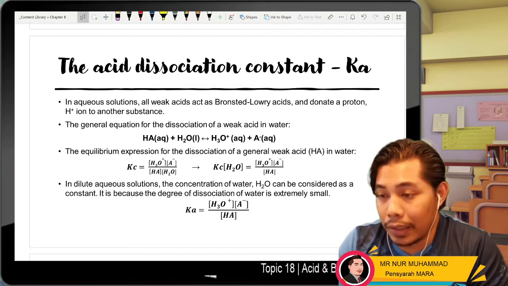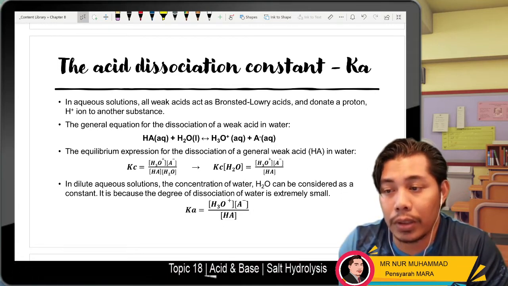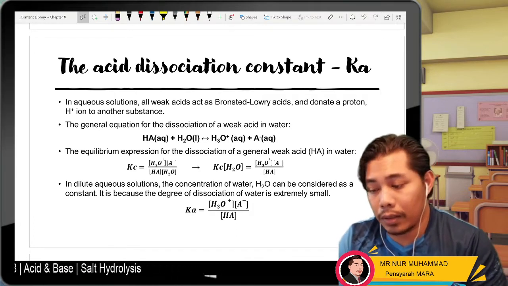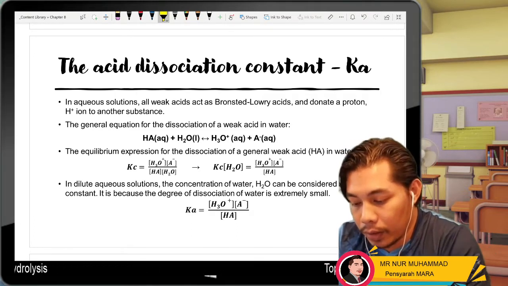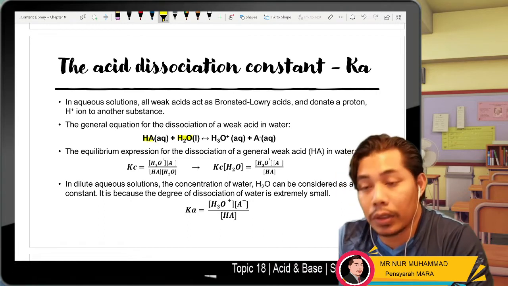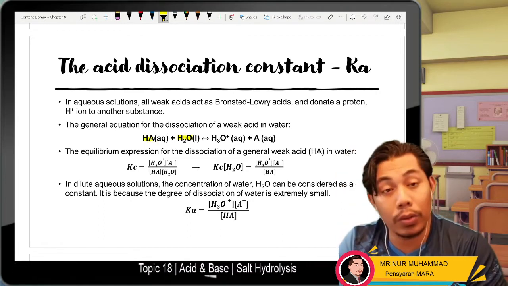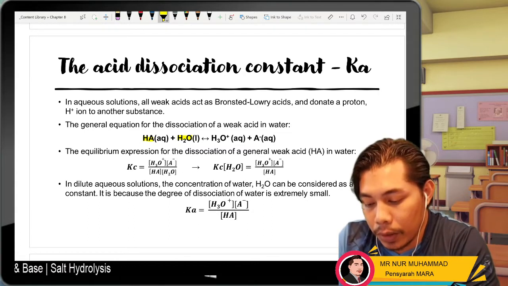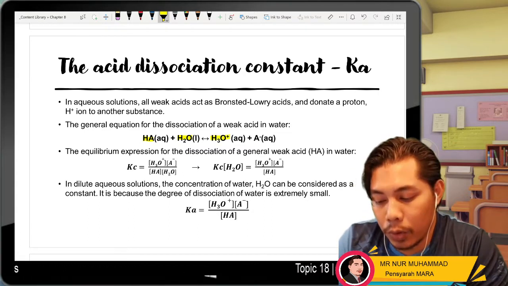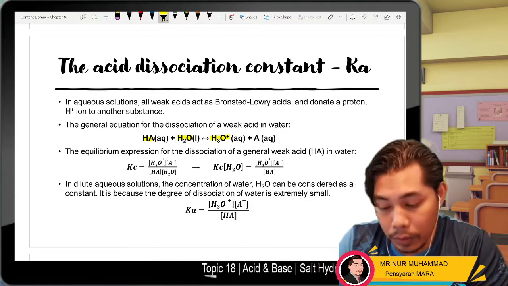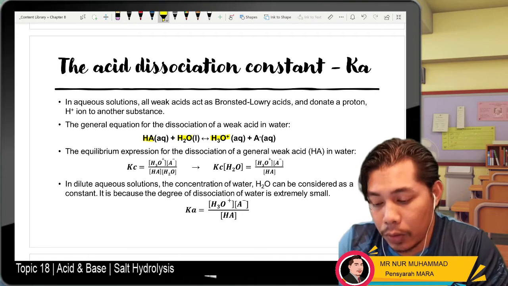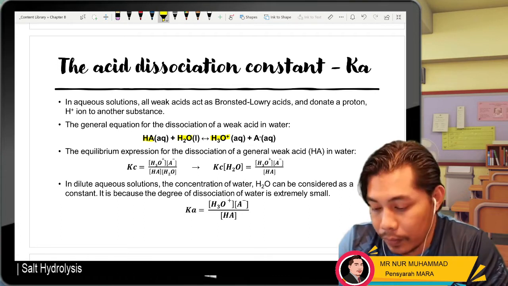So here I list the general equation for the dissociation of acid in water. Let's say the acid is HA. In water, the acid will donate a proton, so water will form hydronium ion, and it produces A minus, which is the conjugate weak base of the acid.